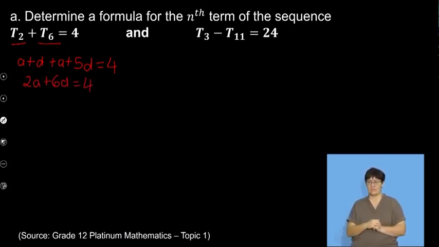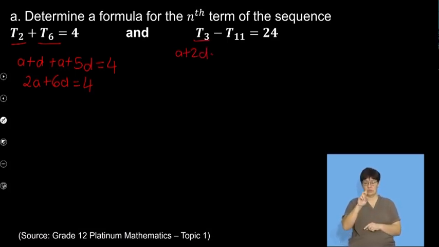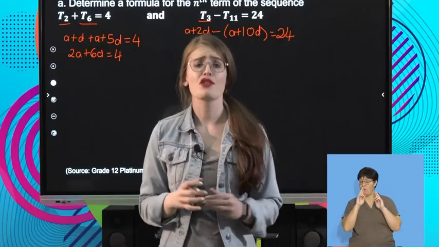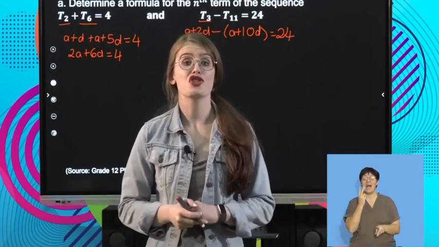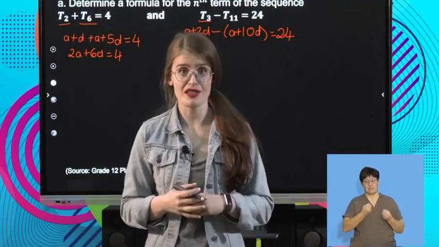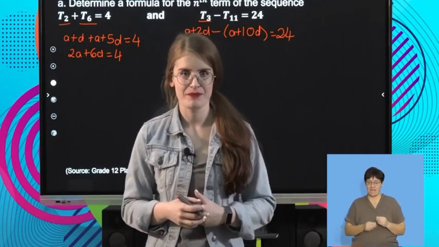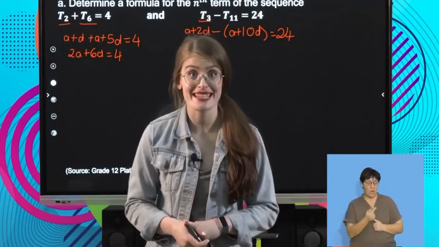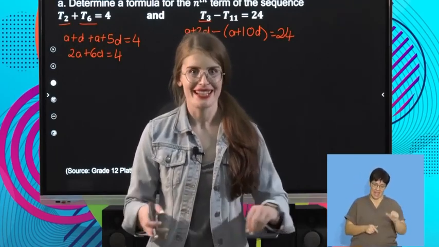Now let's fill in for T3 and T11. T3 is the same thing as A plus 2D. Then I'm going to subtract T11, which is the same thing as A plus 10D. And that is equal to 24. I'm hoping that at this point, everyone can see that I again have algebraic equations that have A and D. Because I have A and D, that means I'm going to be solving simultaneously for A and D. Let's get going with that.